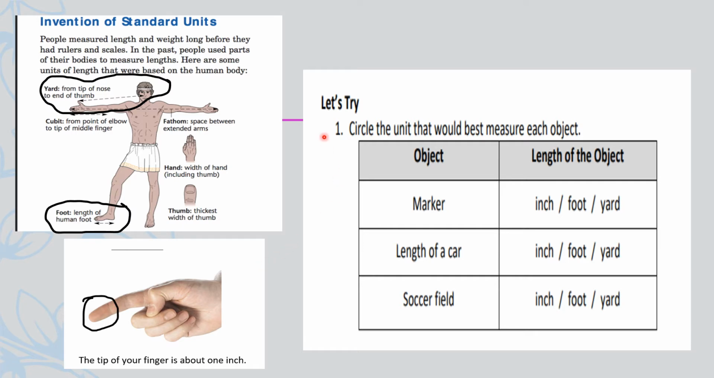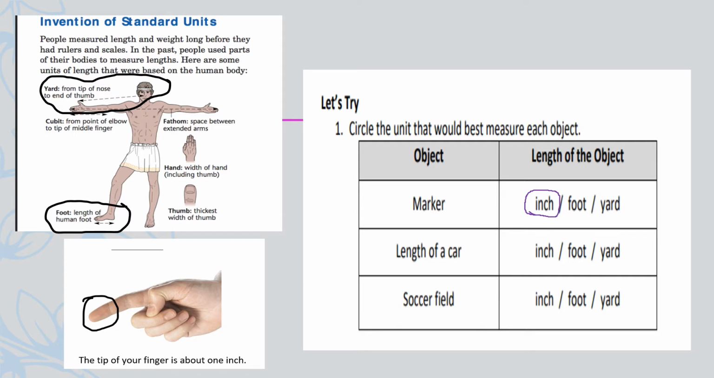Well, now let's see how knowing that will help us to figure out if we will use an inch, a foot, or a yard ruler to measure things. If I had a marker, what would be the best way to measure it? Let me think. The best way to measure a marker, would it be with an inch ruler in inches, with a foot, or with a yard? I think inches, because a marker is a kind of small object.